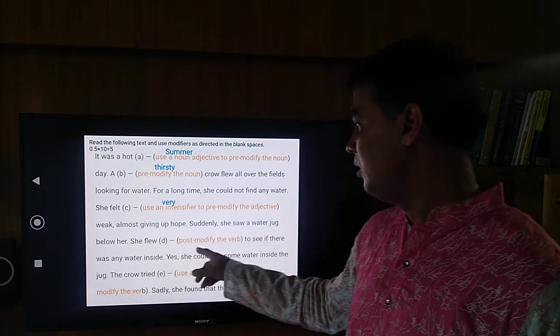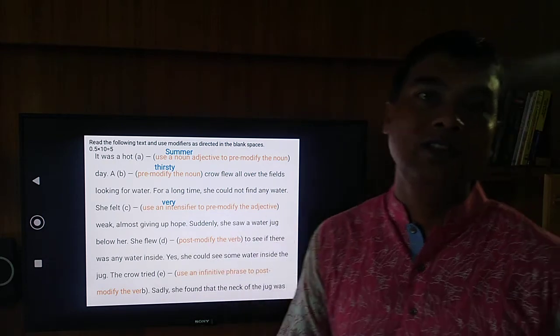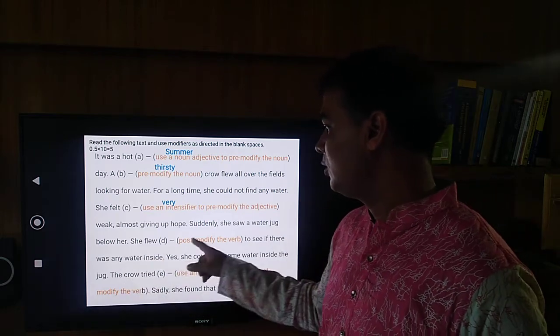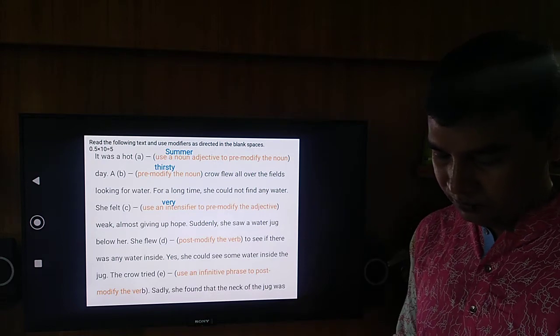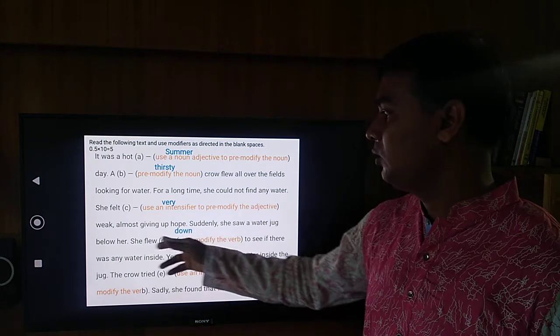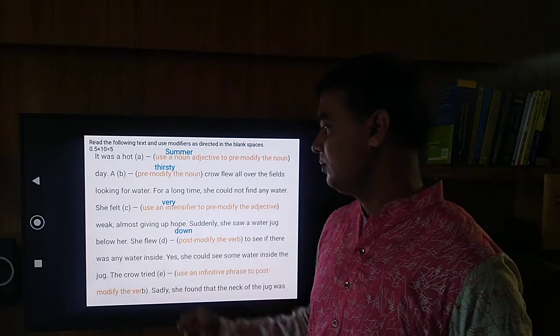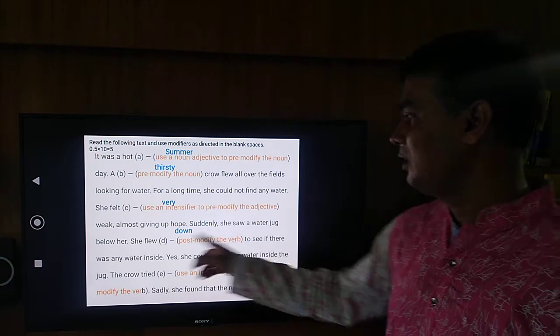She flew. Post modify the verb. Post modify the verb, that means you have to now use an adverb to see if there was any water inside. So you have to now put a suitable adverb. Okay, so it might be down. She flew down to see if there was any water inside. Yes, she could see some water inside the jug.